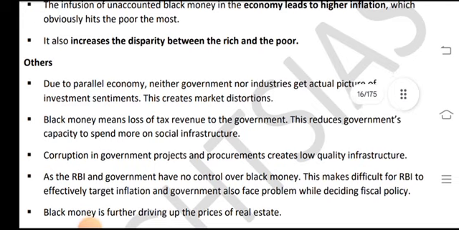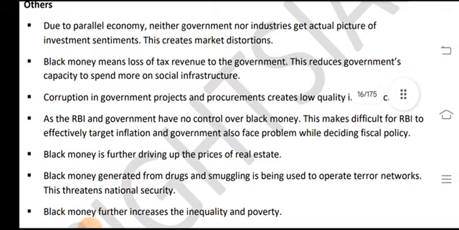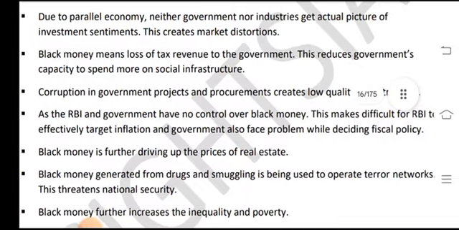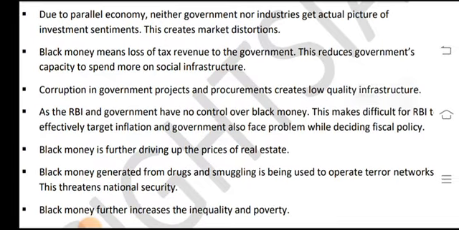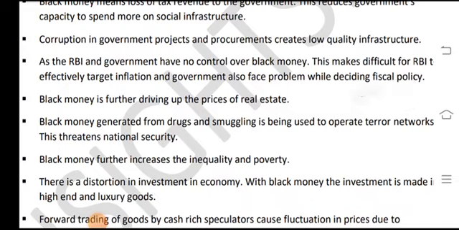It also increases the disparities between the rich and the poor due to the parallel economy, and neither the government nor the industries get the actual picture of investment sentiments, and this creates market distortions. Black money means loss of tax revenue to the government, and this reduces the government's capacity to spend more on social infrastructure.